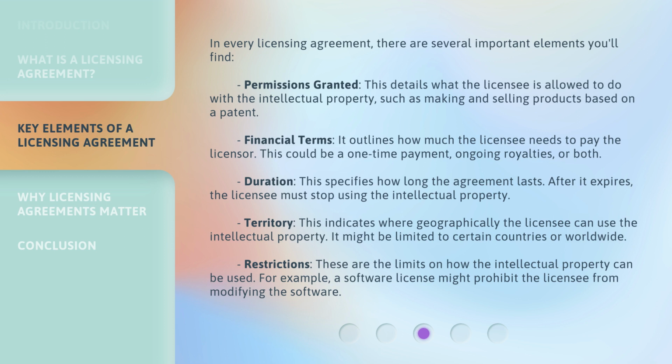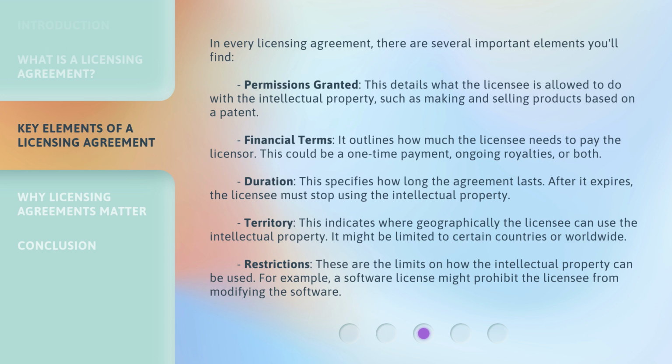In every licensing agreement, there are several important elements you'll find. Permissions granted. This details what the licensee is allowed to do with the intellectual property, such as making and selling products based on a patent. Financial terms. It outlines how much the licensee needs to pay the licensor. This could be a one-time payment, ongoing royalties, or both.